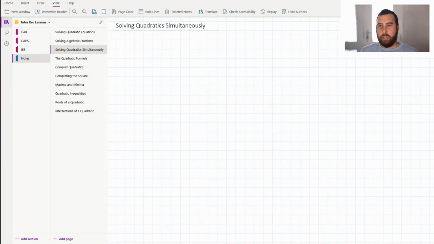Right, so solving quadratics simultaneously is the next section, and when you hear of simultaneous equations, you need to make sure that you understand that this relates to finding points of intersection between two curves, or between two straight lines, or between curves and straight lines. So simultaneous equations equals points of intersection.